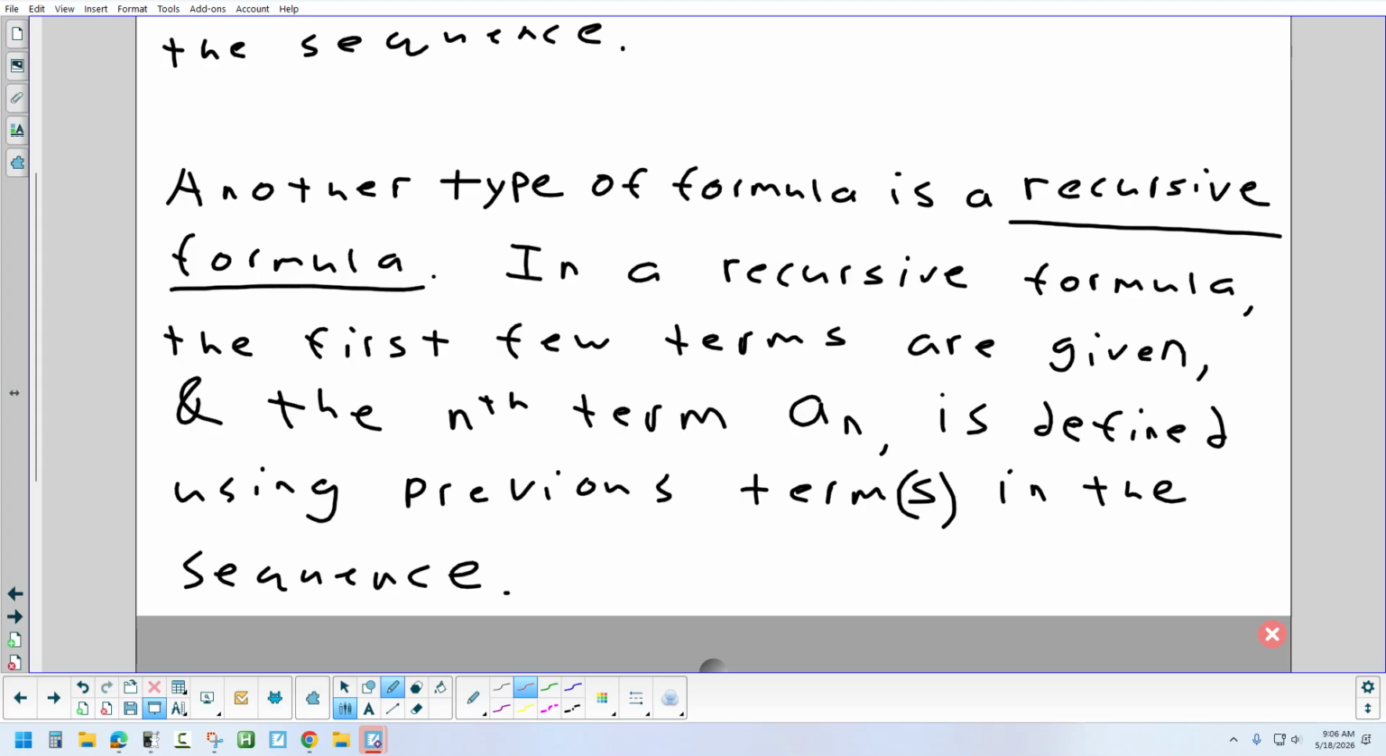Now, for the kinds of sequences we're going to look at, the explicit formula is going to be relatively straightforward to figure out. There are some sequences where the explicit formula would be extremely challenging to figure out. We're not going to be getting into ones that are that level of difficulty.